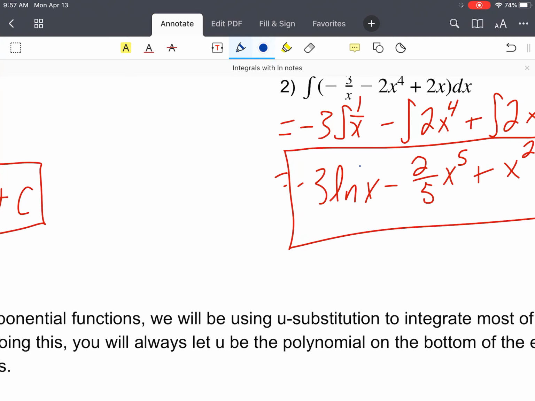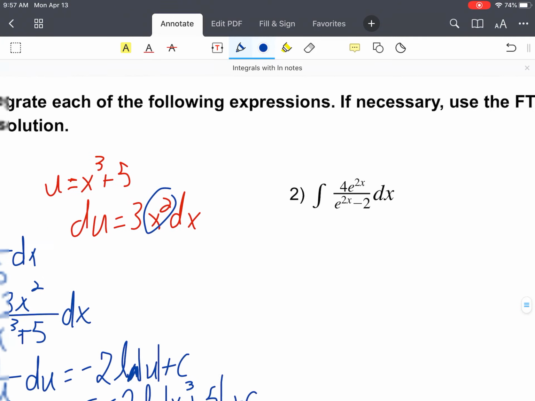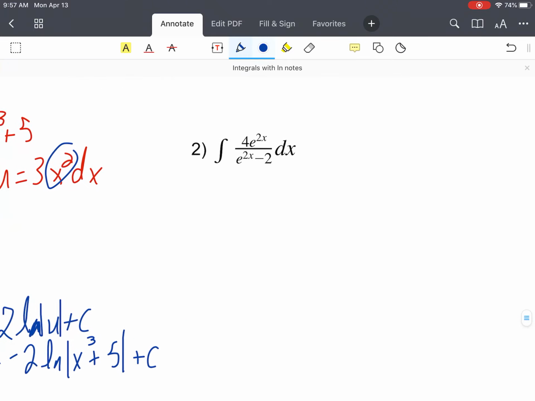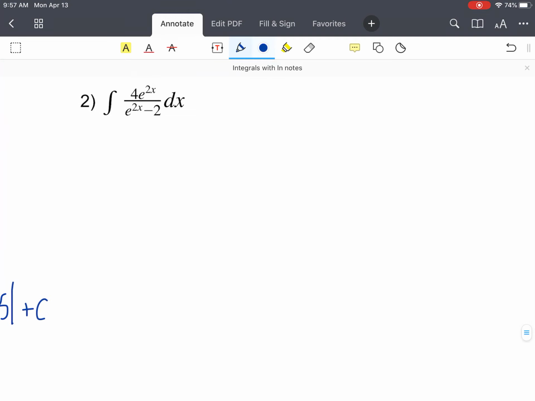So really, we should have done that up here. That's going to be the absolute value of x. It's going to be the absolute value of x, okay? So anytime we get a natural log in our answer, we are going to have to put absolute value bars around whatever's inside there, because you can't take the natural log of a negative number. All right? So let's look at another one.